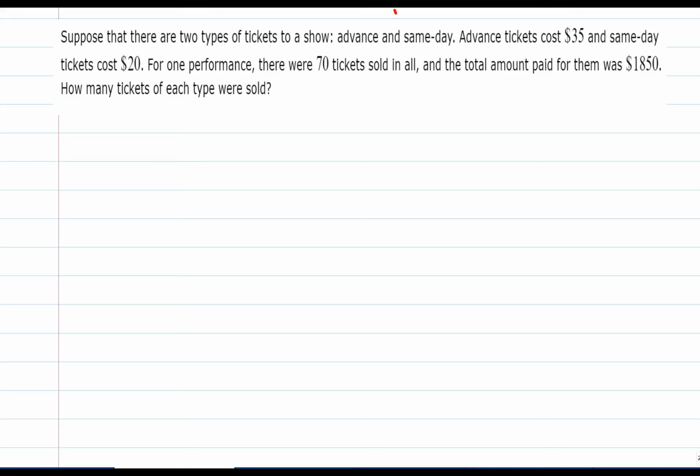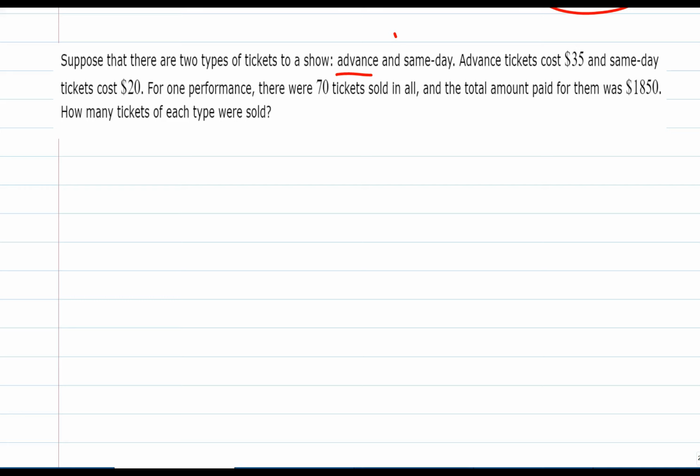Suppose there are two types of tickets to a show, advanced and same day. Okay? We want to know the cost of each one. We don't know the cost of each one. What could we call the cost of the advanced tickets? Somebody want to give that a letter for me? D for advanced tickets. Strange, but we'll take it. How much for same day? Okay, that makes sense. I prefer BS, but we'll do DS. That's fine. So advanced tickets cost 35 and same day costs 20.